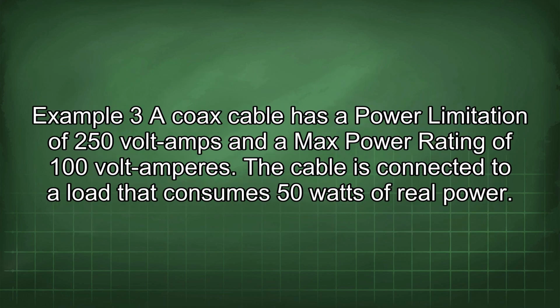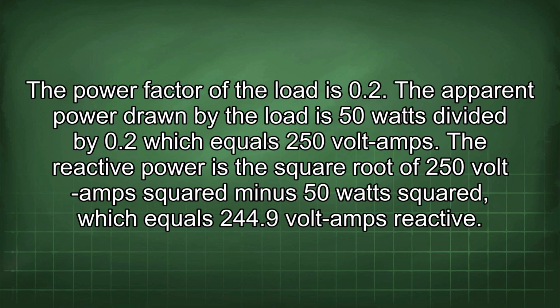Example 3. A Coax cable has a power limitation of 250 volt-amps and a max power rating of 100 volt-amperes. The cable is connected to a load that consumes 50 watts of real power. The power factor of the load is 0.2. The apparent power drawn by the load is 50 watts divided by 0.2, which equals 250 volt-amps.